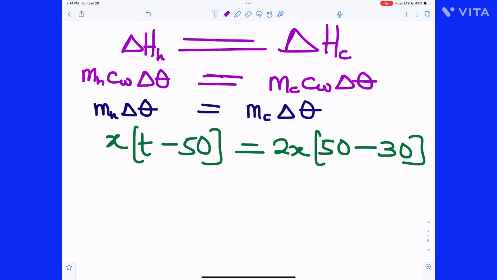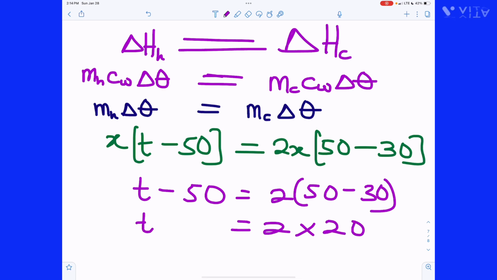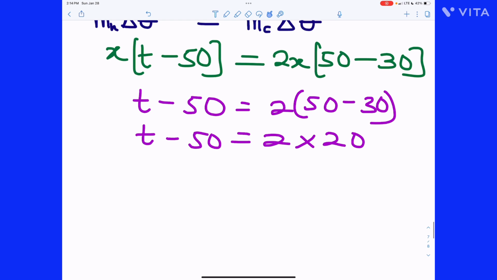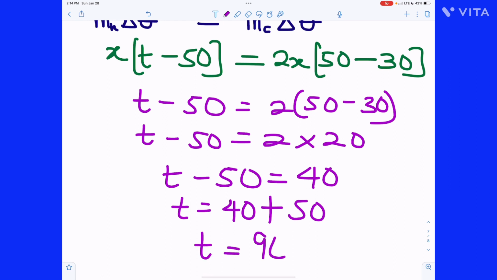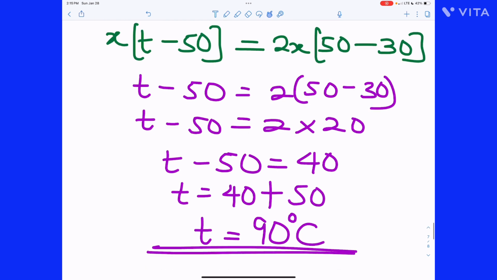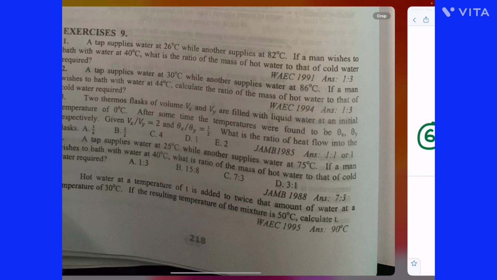So what you have left is T minus 50 is 2 times 50 minus 30. So 2 times 20 is T minus 50. What does that give you? T minus 50 is 40. T is 40 degrees Celsius plus 50 degrees Celsius. So the initial temperature of the hot water was 90 degrees Celsius. Take note of that question. You can pause and replay if you need to see it more than once.